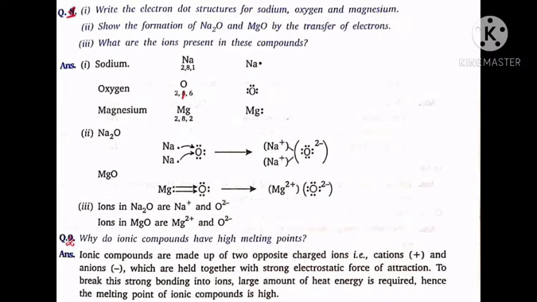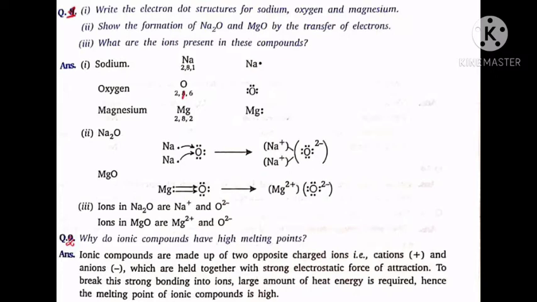Formation of Na2O. Na has 1 electron in the outermost shell; 2 Na atoms have 1 electron each. They transfer 1 electron each to oxygen, forming Na+ and another Na+, and the oxygen becomes O2- and forms the compound Na2O.